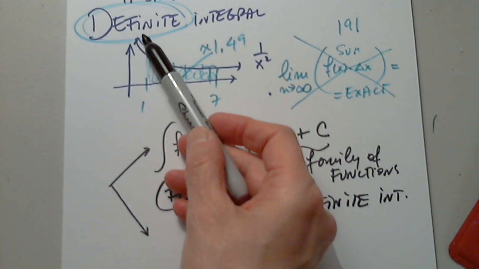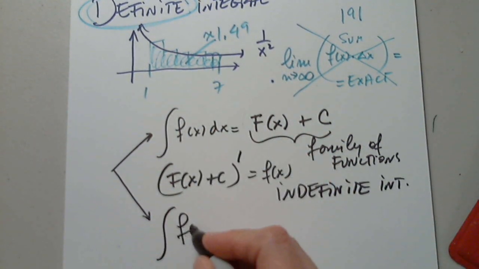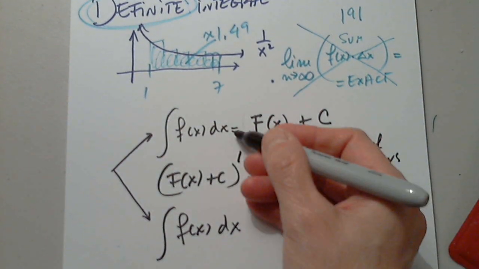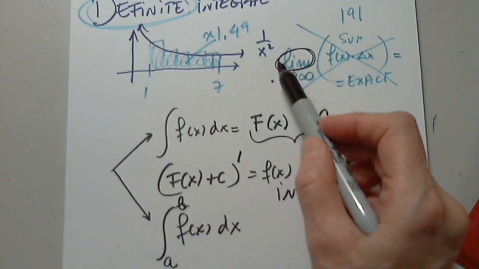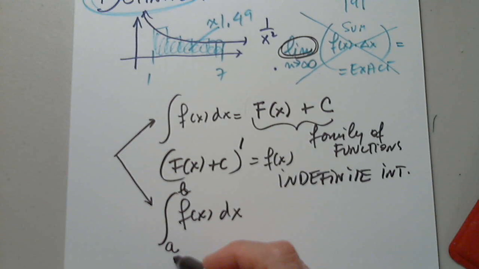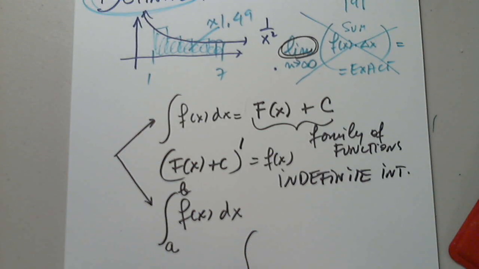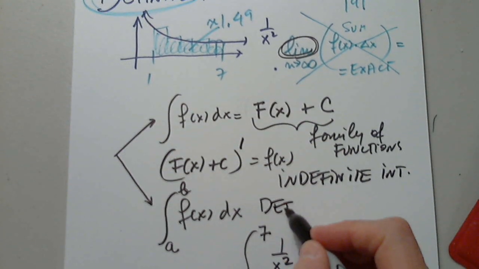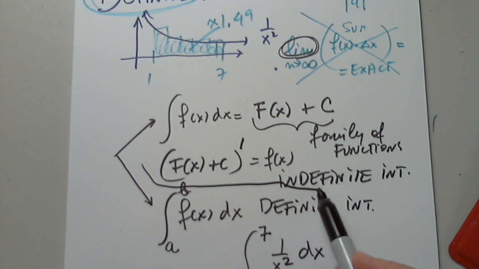Okay, how does the definite integral look like? Still the same symbol, still f of x, of course still dx, but it has limits of integration. Doesn't mean that I'm talking about limit. No, no, no, no. It has limits of integration. In other words, for this, it would be the integral from 1 to 7 of 1 over x squared dx. So this is the definite integral. I'm going to make sure they are separated.